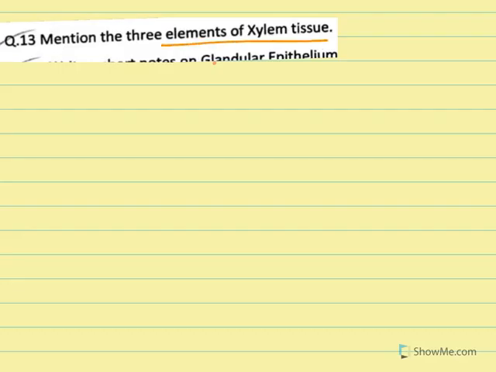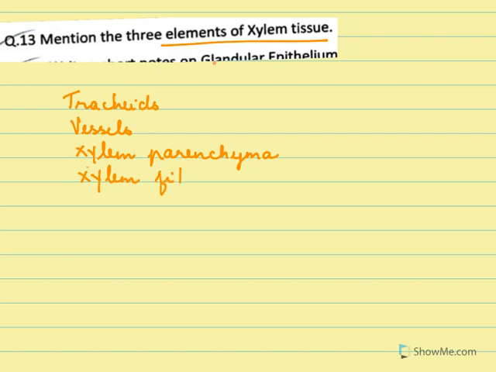Mention the elements of the xylem tissue. The elements are tracheids, vessels, xylem parenchyma, and xylem fibers. Of these, the tracheids and vessels are very important. They are called the conducting cells. They conduct the water.